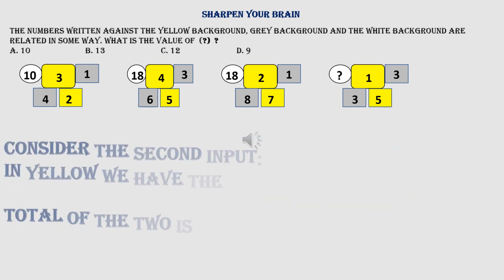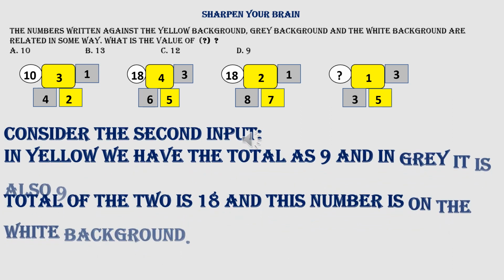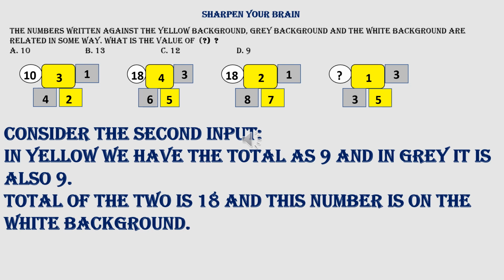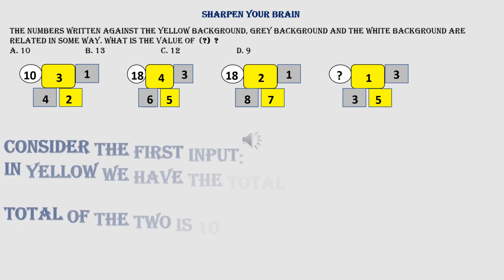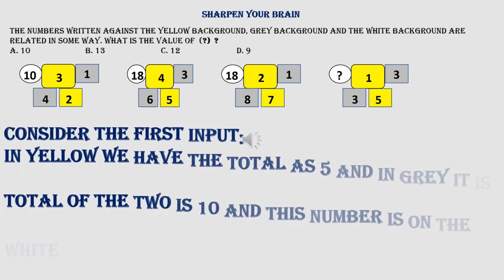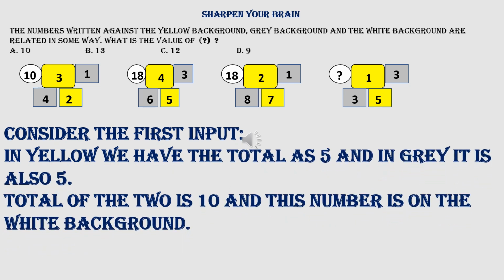Consider the second input. In yellow we have the total as 9. And in gray it is also 9. Total of the two is 18 and this number is on the white background. Consider the first input. In yellow we have the total as 5. And in gray it is also 5. Total of the two is 10 and this number is on the white background.